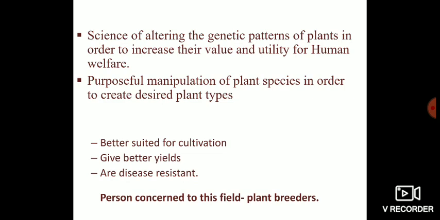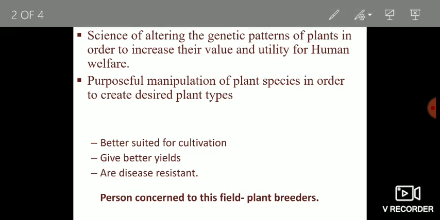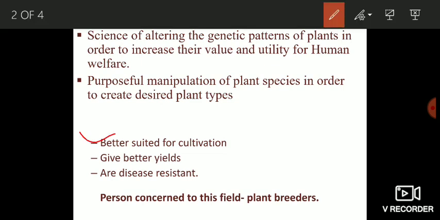Actually, plant breeding is the art of altering the genetic constitution, the genetic patterns of plants, so as to increase their value and utility for human welfare. Or you can say, it is the purposeful manipulation, the purposeful change of plant species in order to create desired plant types which are better suited for cultivation in specific geographical locations.